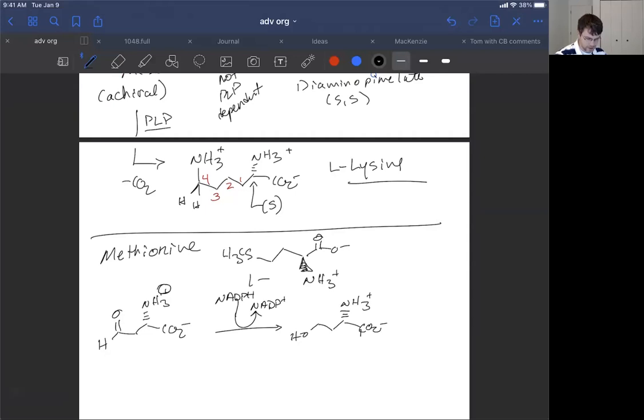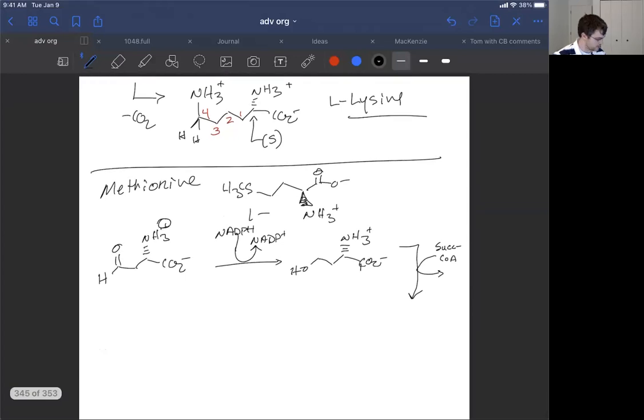Okay, now we're going to react this with succinyl-CoA, which we did last time, but only at the amine here. We're going to convert a thioester into an ester. The CoA is a thioester of succinate. It's a monothioester. We're going to react that with the alcohol. And this molecule is actually called homoserine.